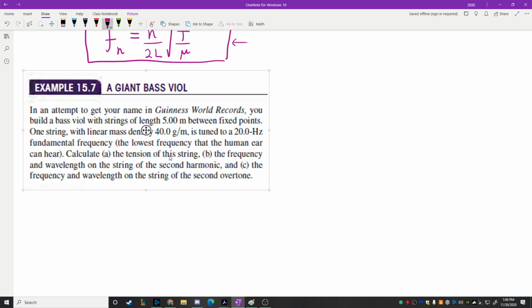Okay, giant bass violin, or did it say violin or is it just viol? I don't know. In an attempt to get your name in the Guinness World Records, you build a bass viol, I guess that's a type of instrument, with strings of length 5 meters, that's really far, between fixed points. One string with a linear mass density of 40 grams per meter is tuned to 20 hertz fundamental frequency. Okay, so that tells us what the fundamental frequency is. Again, fundamental means n equal to 1, so f sub 1 is 20 hertz.